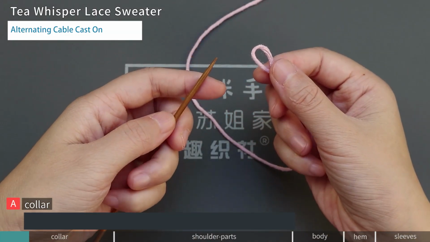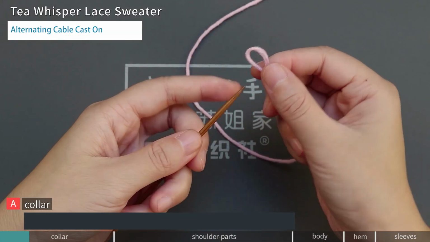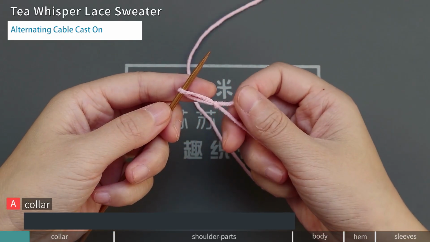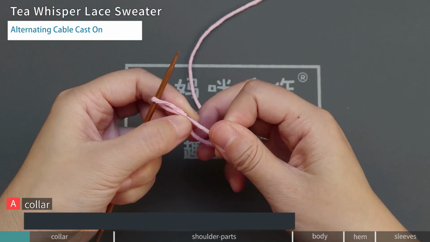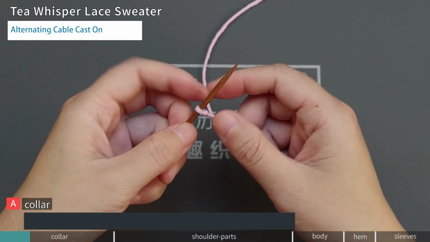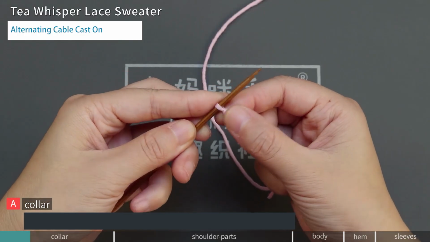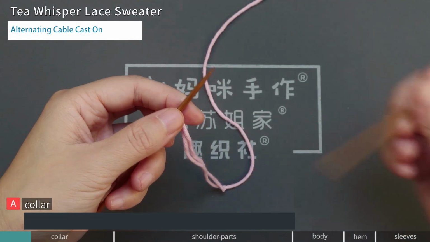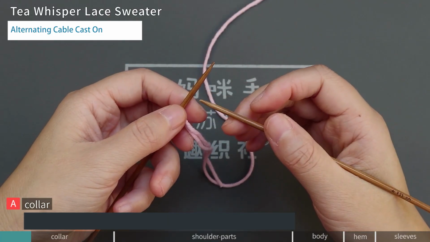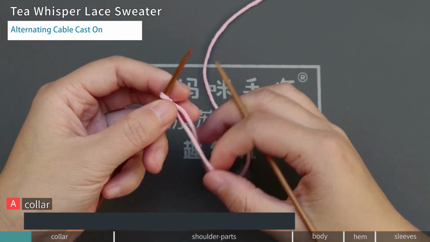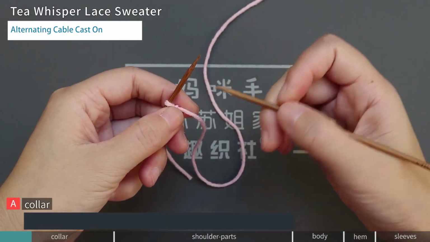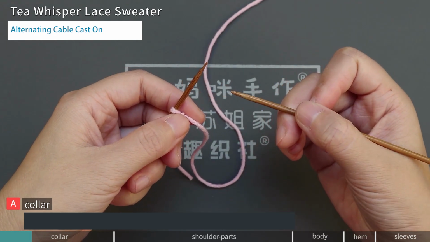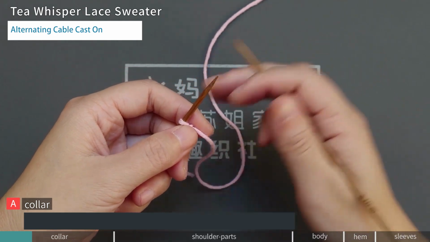Pick up a straight needle with your left hand, or one end of the circular needle. Insert into the loop, and gently tighten. That's the first stitch. Hold the other straight needle with your right hand like holding a pen, or the other end of the circular needle.